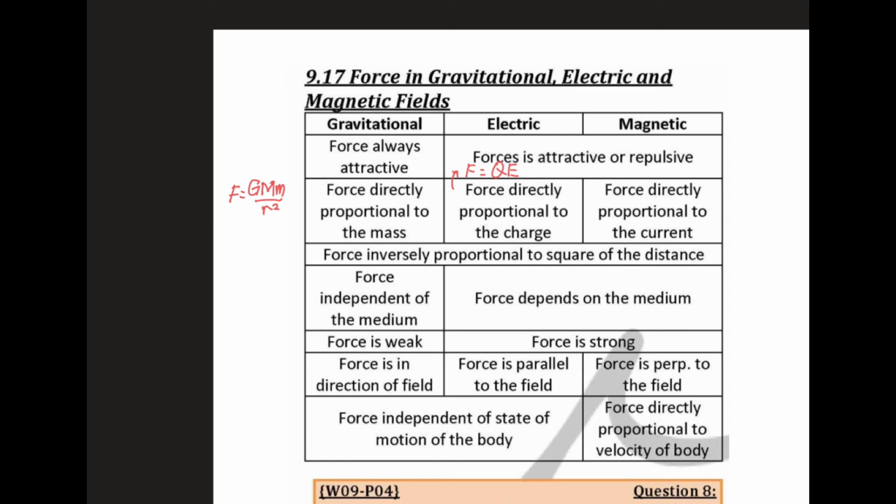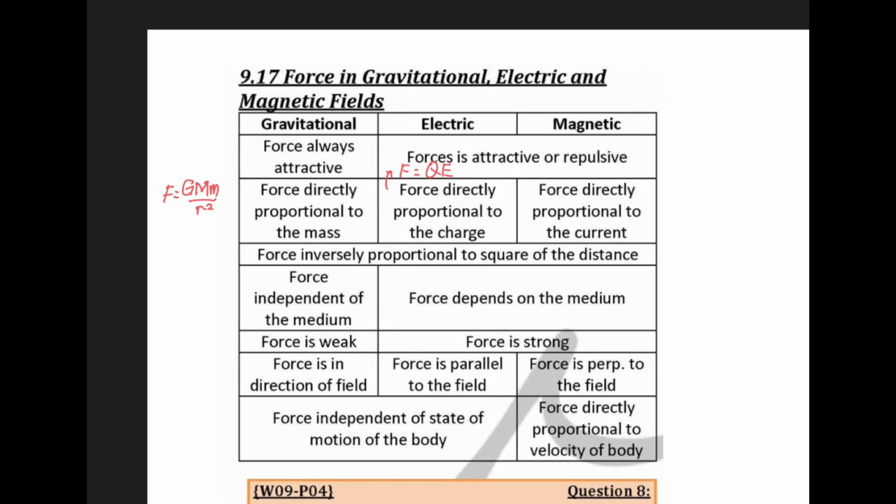So the formula: F equals BQV, or F equals BIL sine theta. So we have two options. If you look at the second one, then we know that it is proportional to the current.